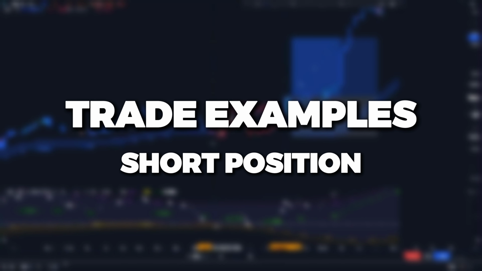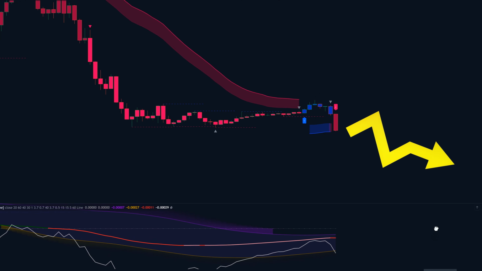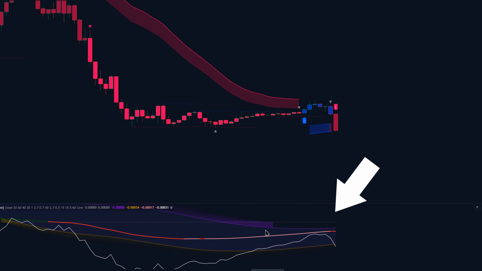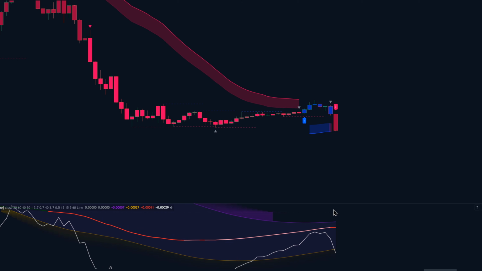Now, to take a short position, we're gonna do the opposite of everything we just did for these long positions. This is what I mean. First, we want to confirm that the trend is bearish. To do that, we're going to be using the Trending RSI indicator by Chart Prime. We basically need the center line, which is this red line, to be below the zero level to indicate that the trend is bearish.